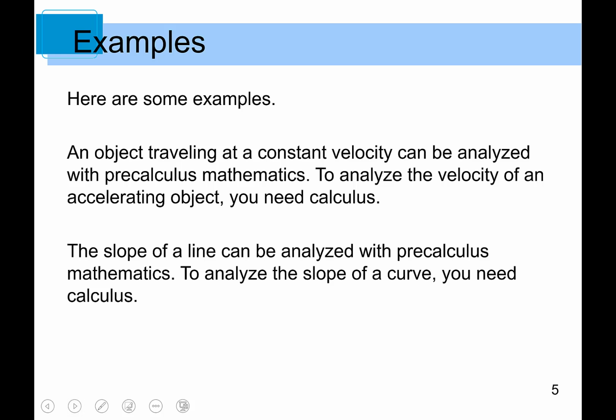First of all, let's take a look at some examples. An object traveling at a constant velocity could be analyzed with pre-calculus. To analyze the velocity of an accelerating object, you need calculus. The slope of a line could be analyzed using pre-calculus, but in order to analyze the slope of a curve, then you will need calculus.